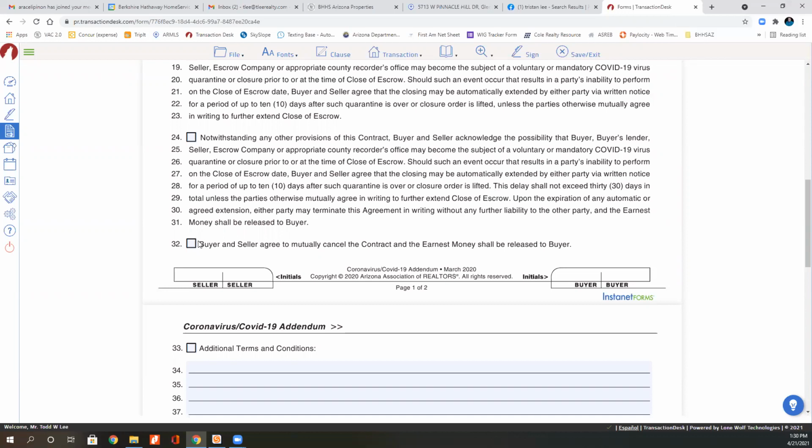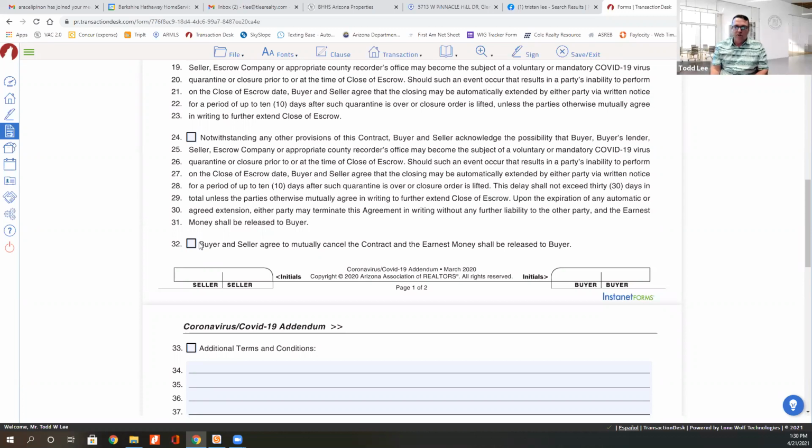I did come across one that wanted us to sign it at the end of the transaction, and I just said no. I would strongly suggest, if you're the seller's agent, I really wouldn't want to have this as part of a purchase contract.